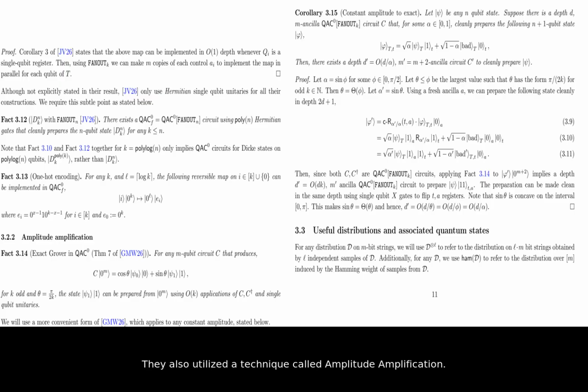They also utilized a technique called amplitude amplification. This is essentially like turning up the volume on the correct answers while silencing the background noise. This ensures that the final quantum state is exactly what the scientists intended to create.